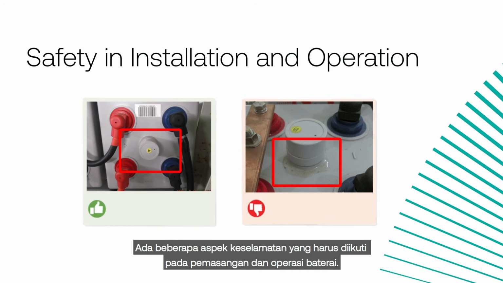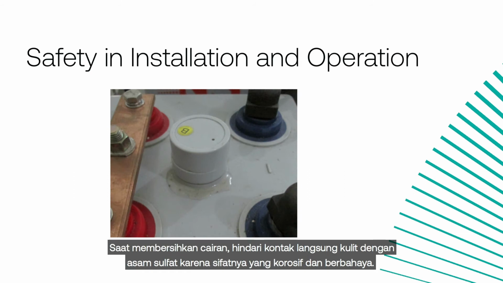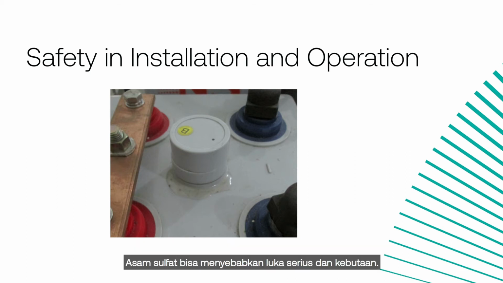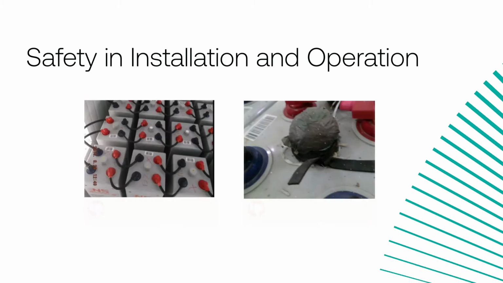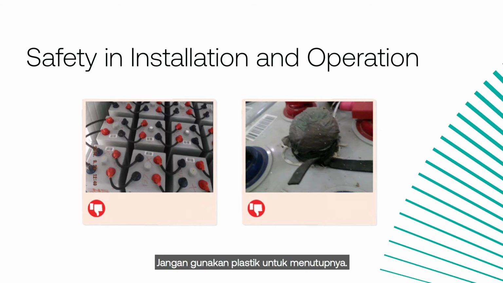There are several safety aspects to follow in battery installation and operation. Battery seal must be in good condition to prevent unnecessary oxygen loss during operation. When cleaning fluids, avoid skin contact with sulfuric acid as it's corrosive and dangerous. It can cause serious injury and blindness. Always use insulated gloves. Damaged seal must be replaced. Do not use a plastic bag to cover it.